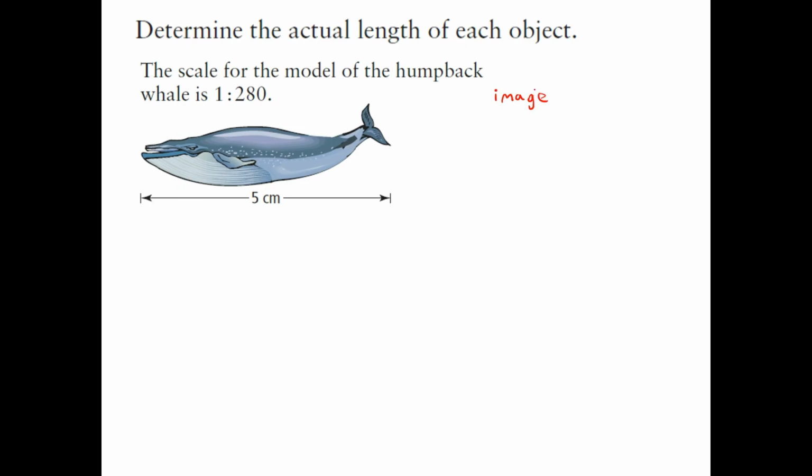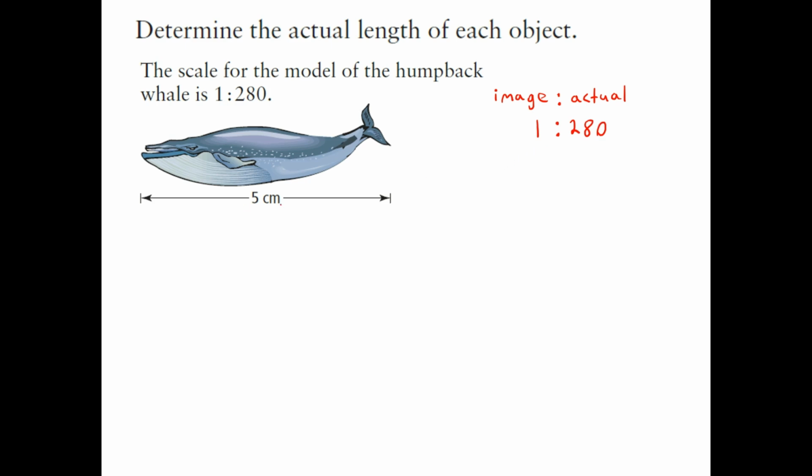So I'm going to start by drawing image as a ratio to the actual. Now you have to ask yourself this, what's bigger? If this is 5 centimeters long for a humpback whale, what's bigger, the image or the actual size of a humpback whale in real life? In this case, the real life size should be much bigger than 5 centimeters. So 1 is going to be related to the image, and 280 should be related to the actual.